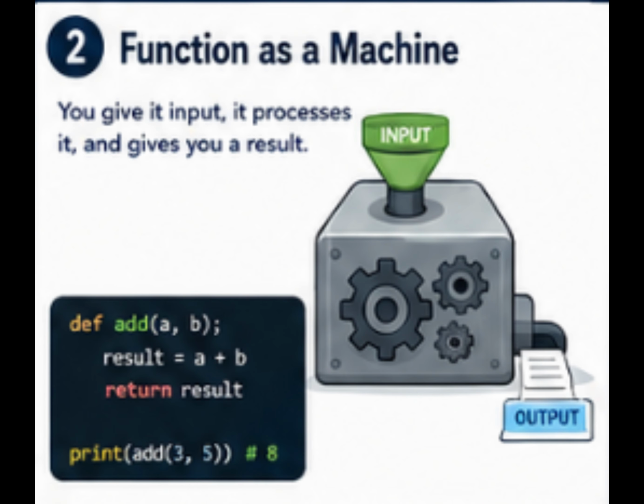The return statement sends that answer back to the program. When the function is called with the numbers 3 and 5, Python places 3 into a, 5 into b, calculates the sum, and returns the answer, which is 8. The print statement then displays that returned value.